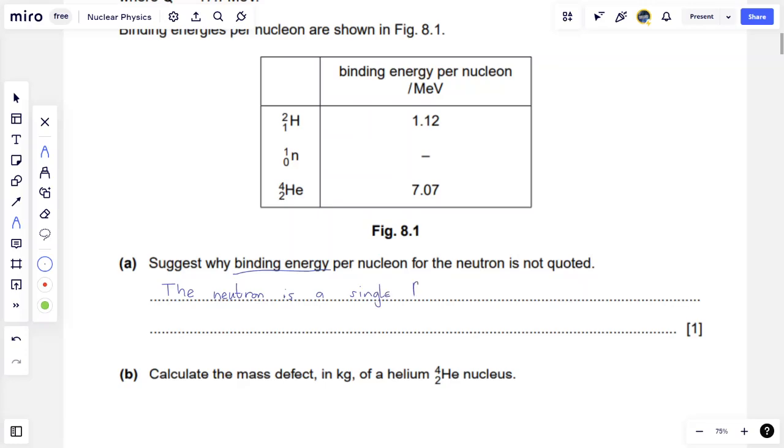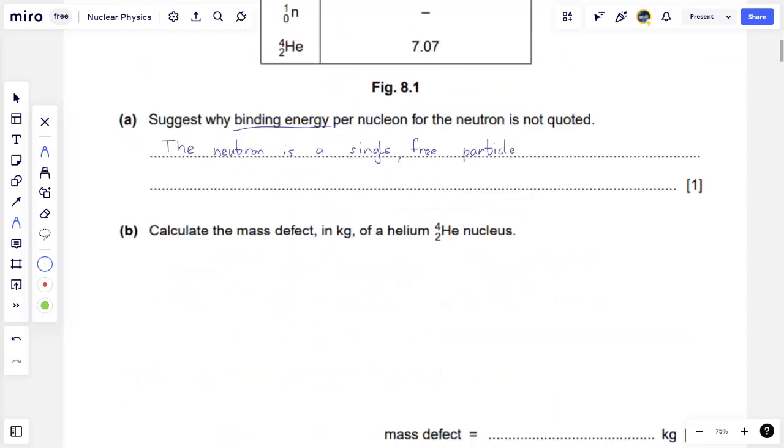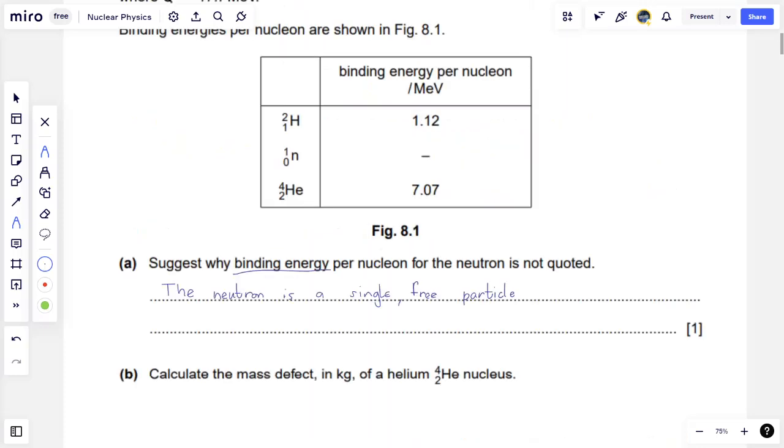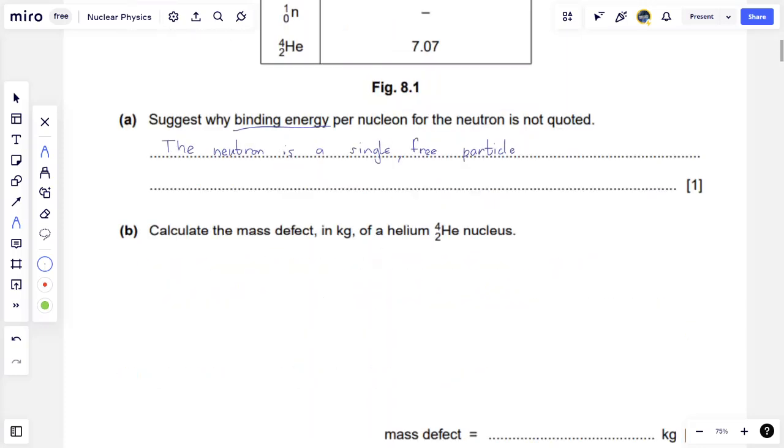And so you don't expect the neutron, or a free proton for that matter, any free particle to have a binding energy. It's in the name, binding energy. And then, common type of question, calculate the mass defect in kilograms, however, of the helium-4 nucleus. So how do I find the mass defect? Simply in helium, not in the process.